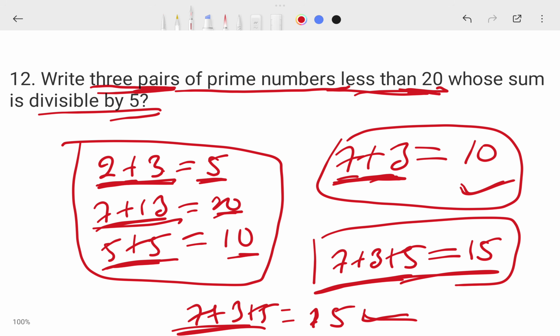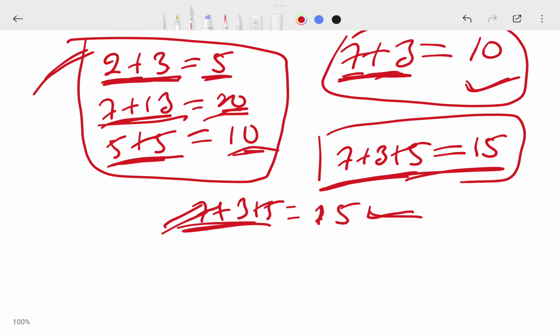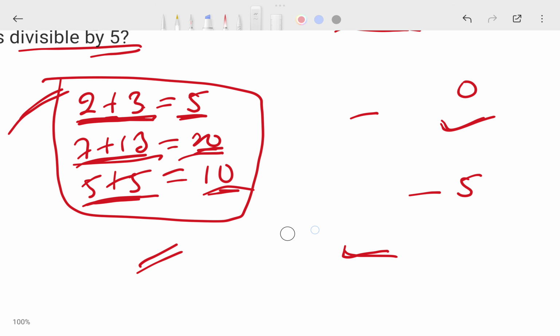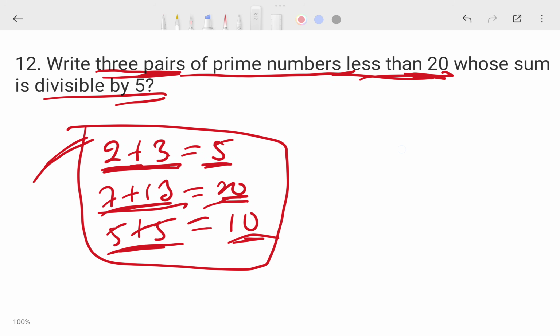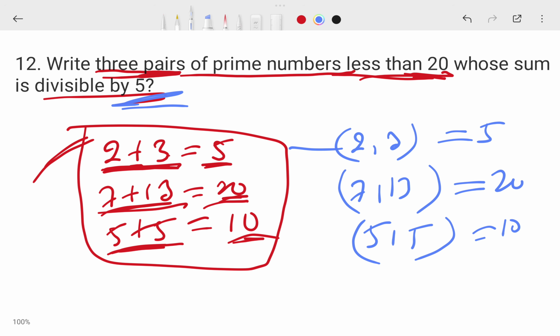2 plus 3, that's 5, it is divisible by 5. 20 also divisible, 10 also divisible. So you can write like that one also, and if you want to show that one, you can write this one also. I hope this is going to be clear to you. Okay, now I can erase this. So you can write like that also: 2 comma 3, and 7 comma 13, and 5 comma 5. Why? Because 2 plus 3 is 5, it is divisible by 5. 7 plus 13 is 20, it is also divisible by 5. 10, it is also divisible by 5.